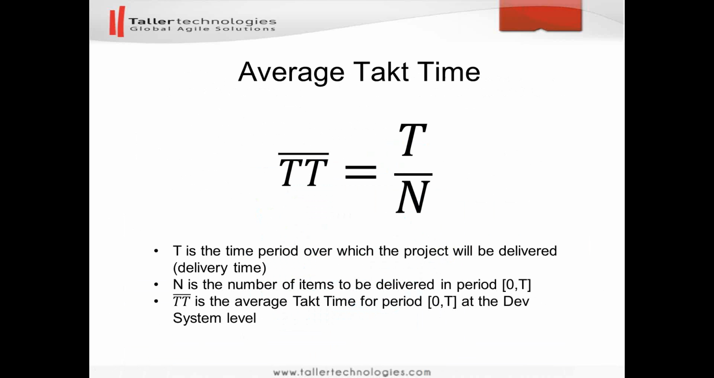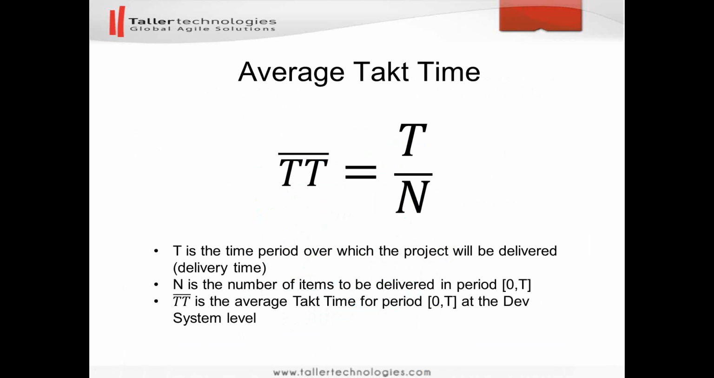Another important thing that we'll be using is the average tag time. Average tag time for a project or for a batch of work items is calculated by dividing the time over which the project is or will be delivered by the number of work items delivered. For instance, if we have 20 days delivery time and we have 20 work items delivered during these 20 days, the average tag time would be 1 day. That means that on average, the time between two successive deliveries was 1 day.